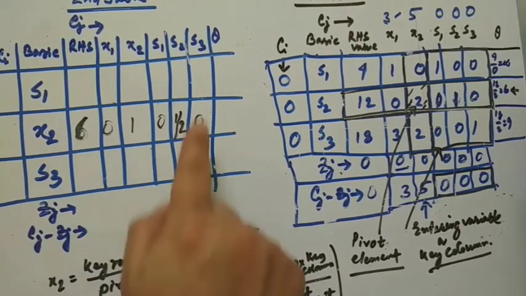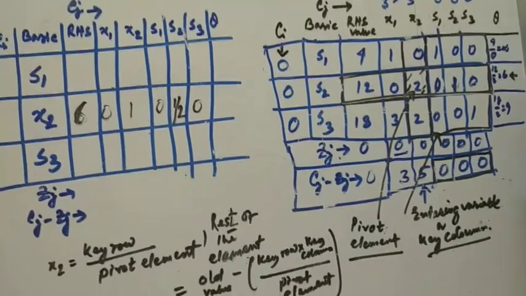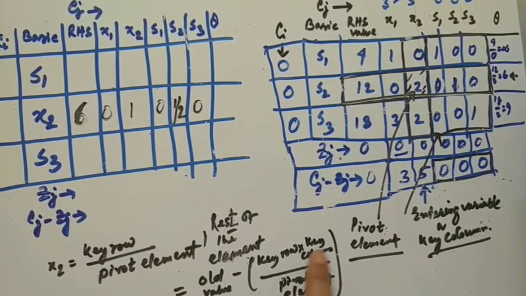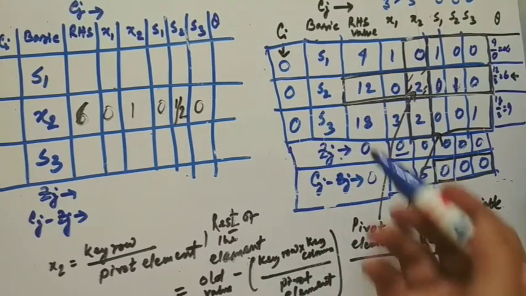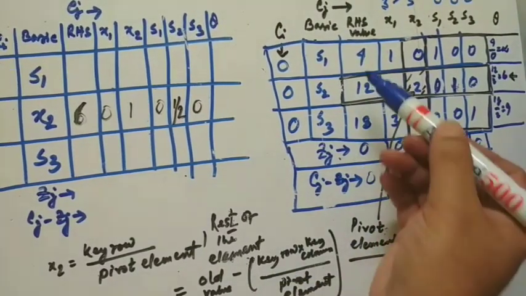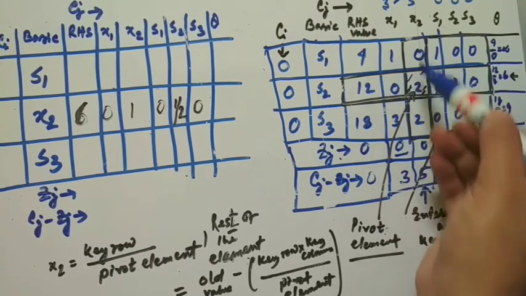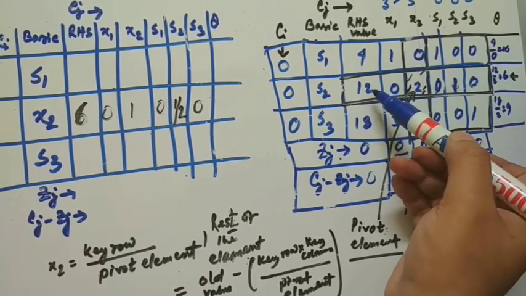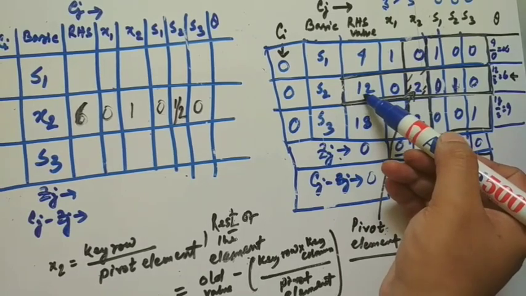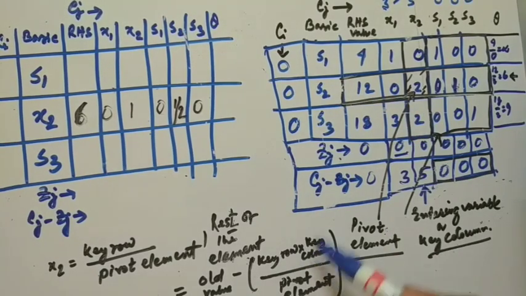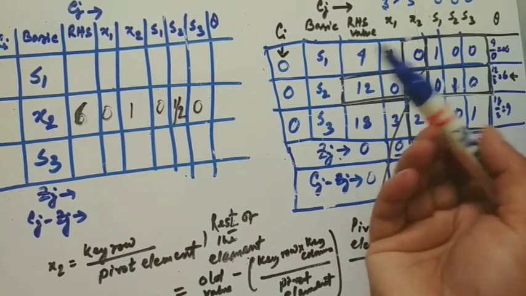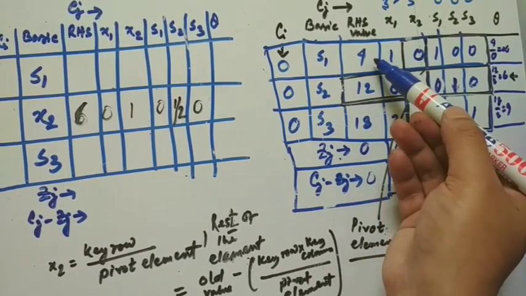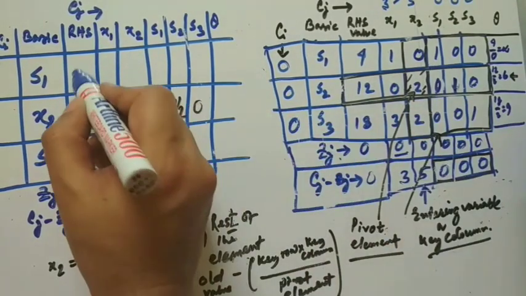Now for the rest of the elements we have to follow this rule: old value minus key row into key column by pivot element. Let us take this one, 4. So 4 is the old value minus key row. The corresponding value of the key column is 0 and the corresponding value of the key row is 12. So these two have to be multiplied, 0 into 12 by the pivot element, that is 2. So 0 into 12 gives 0, by 2 also 0. So 4 minus 0 remains 4.